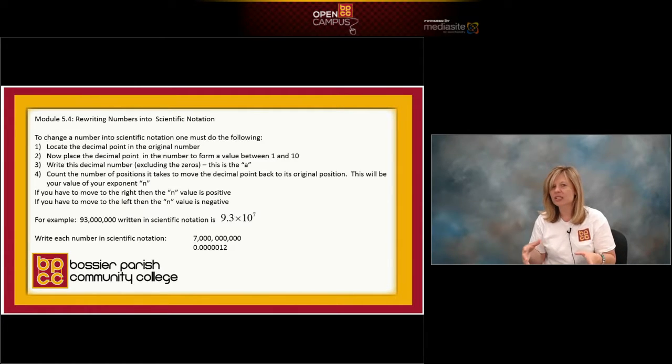Anytime you write a number in scientific notation, you are not writing the zero placeholders. That's the whole point of scientific notation. Okay, let's go to the whiteboard and try a couple.